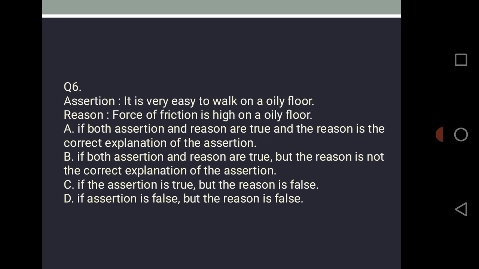Option A, if both assertion and reason are true, and the reason is the correct explanation of the assertion. Option B, if both assertion and reason are true, but the reason is not the correct explanation of the assertion. Option C, if the assertion is true, but the reason is false. Option D, if assertion is false, but the reason is also false here. So students, you have to choose any one option among all the options provided here.